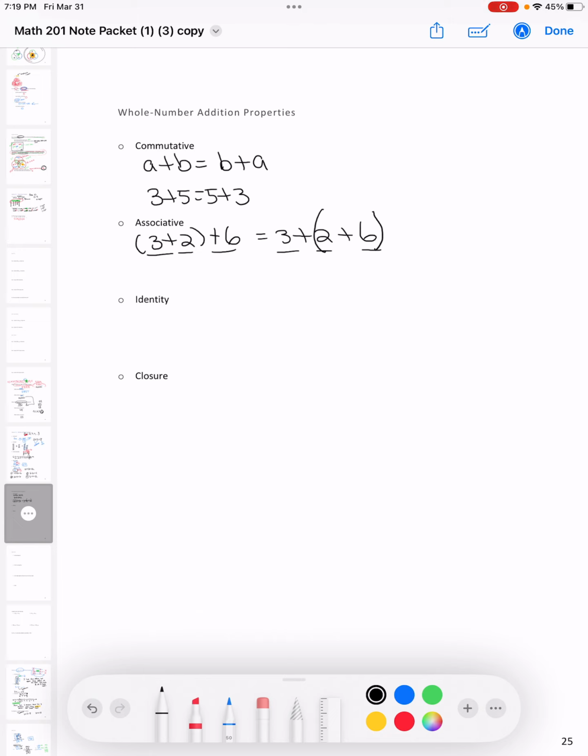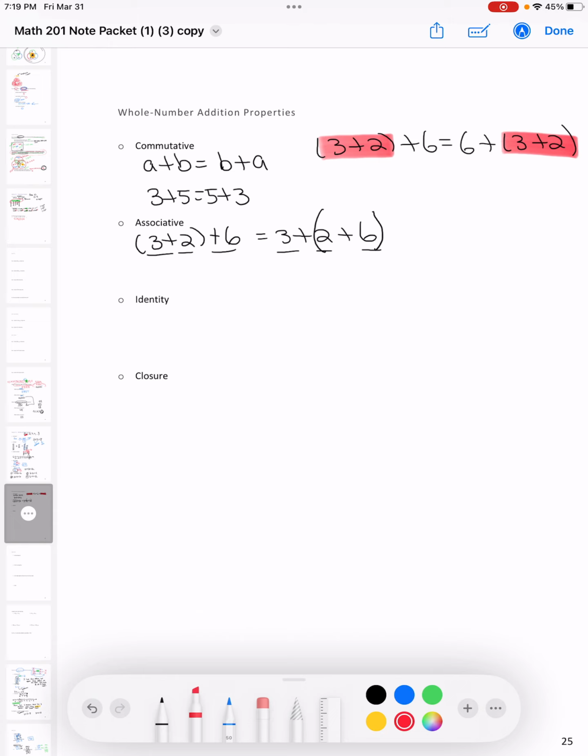Do not think that just every time you have parentheses, it is associative. For instance, I'm going to come up here to this commutative. And I'm going to keep my same first example. I could just change the order, but what was in the parentheses stayed the same. That would be commutative. So if you see parentheses, don't just assume it is associative.